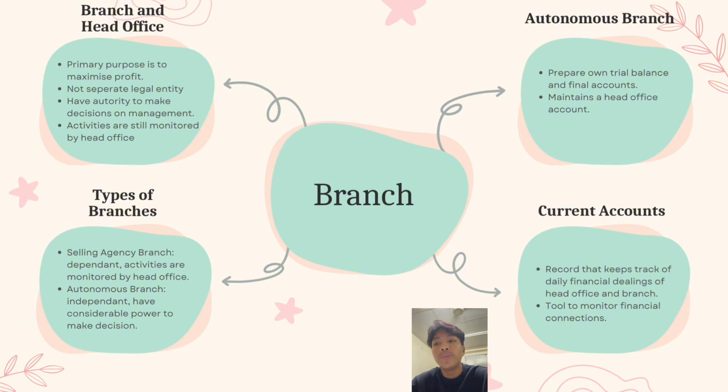Next one is branch and head office. The primary purpose is to maximize profit. It is not a separate legal entity. It has authority to make decisions on management, and activities are still monitored by the head office. Let's go to the next one, that is the autonomous branch. An autonomous branch prepares its own trial balance and final accounts, and maintains the head office account.